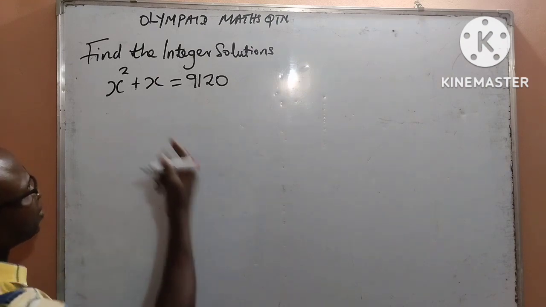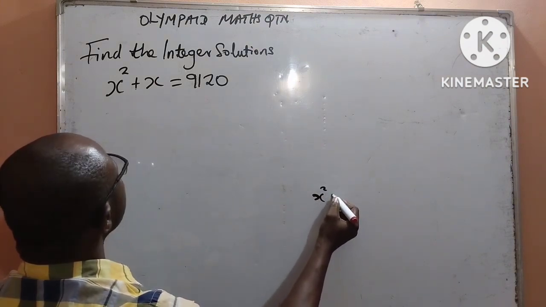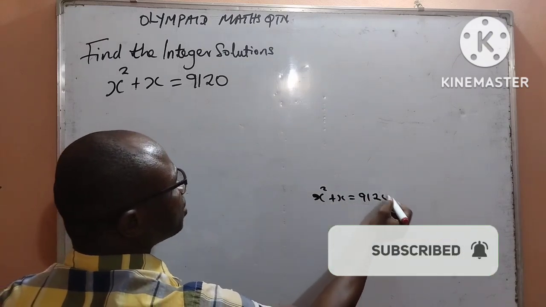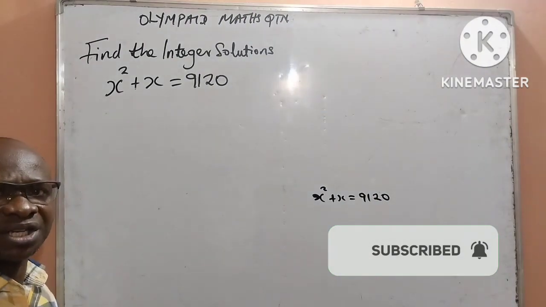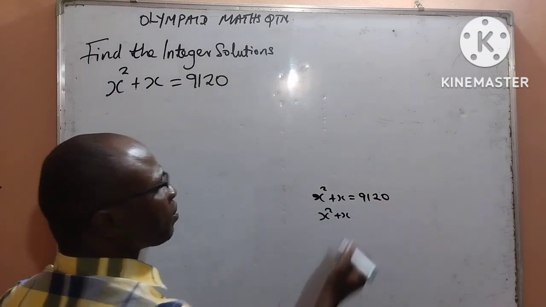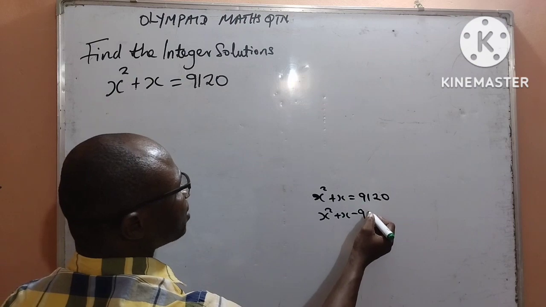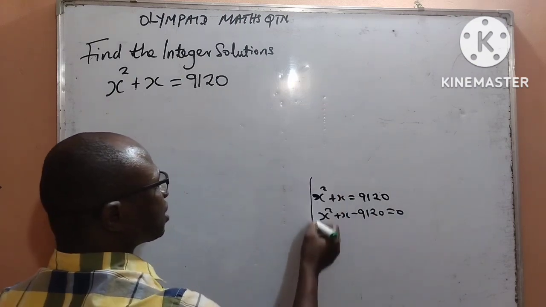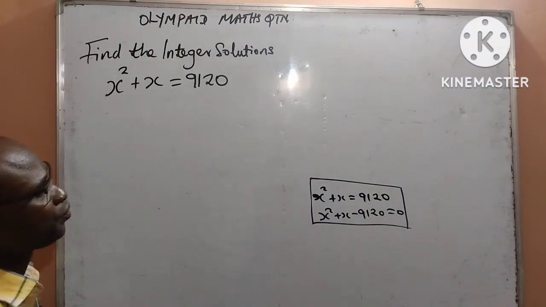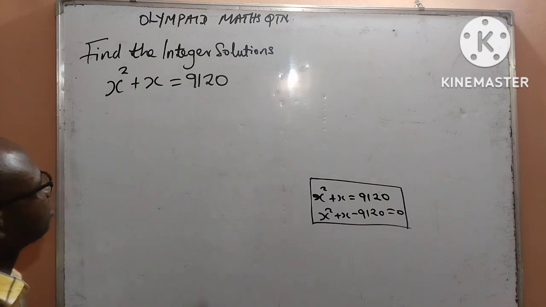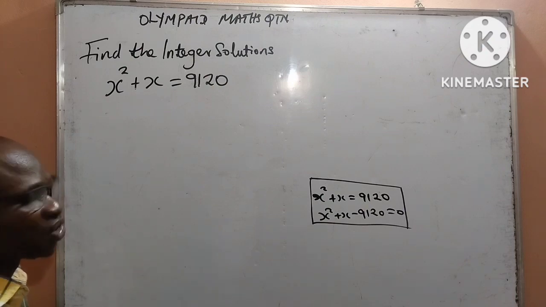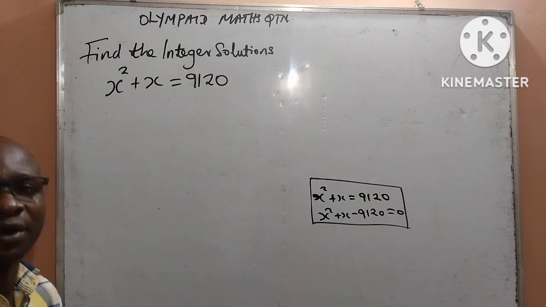But if you look very closely at this question, x^2 + x = 9120, you can see it is a quadratic equation, because if I move 9120 to the left, I shall have x^2 + x - 9120 = 0. So we are going to apply any of the methods of quadratic equation in solving it to get the values of x. First method we can use to solve this problem is the quadratic formula.